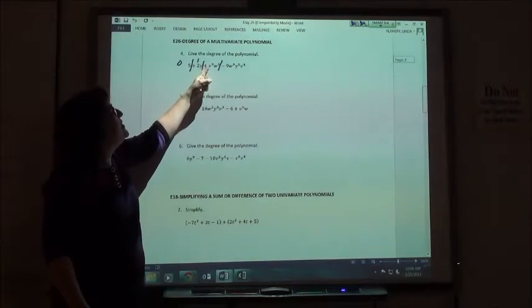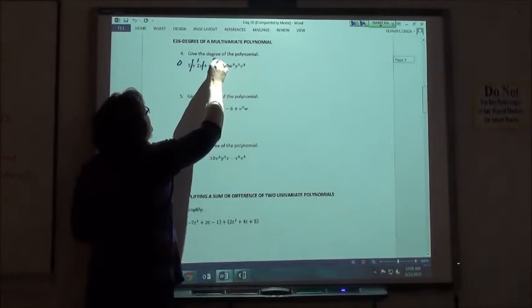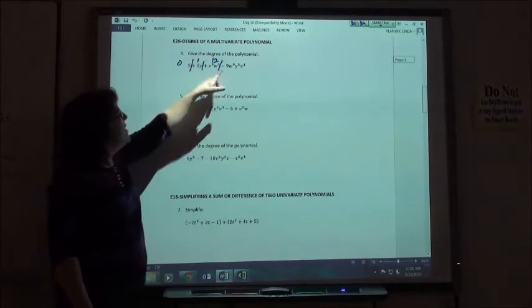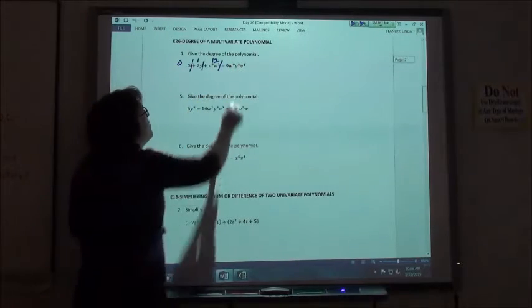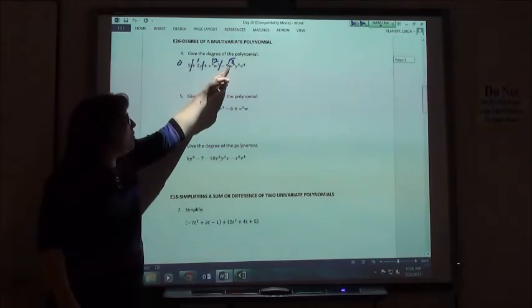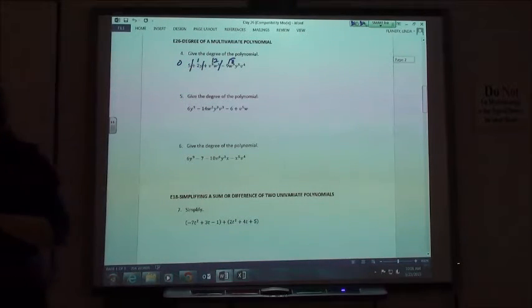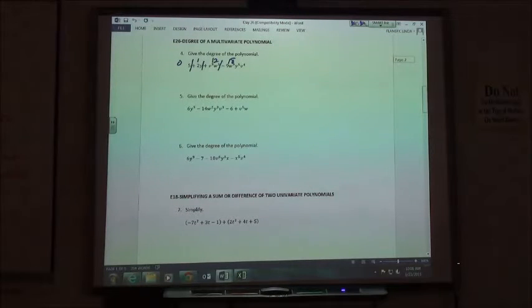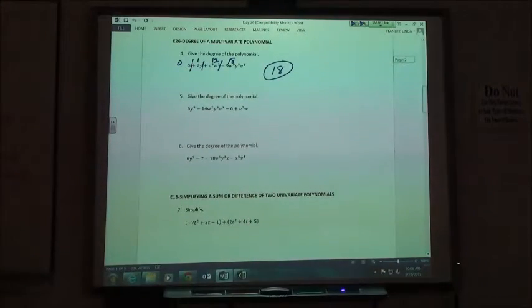Here I have to add. This is v to the 9th w to the 3rd, so the degree of that would be 9 plus 3, which is 12. And then here I have w to the 9th, y to the 5th, and v to the 4th. If I add all those together, I get 18. If I were to rewrite it, that term would go first, this one second, that one third, that one last. We really don't have to rewrite it to tell what the degree of the polynomial is. The degree is the highest one you get. So in this case, the 18 is going to be the degree of that polynomial.